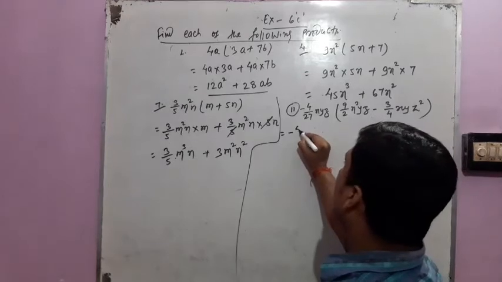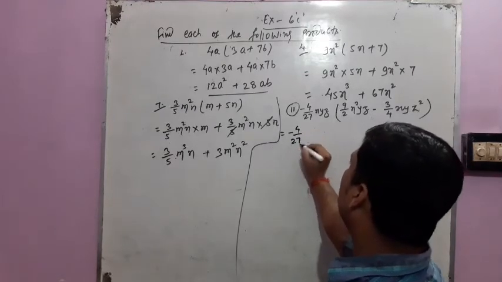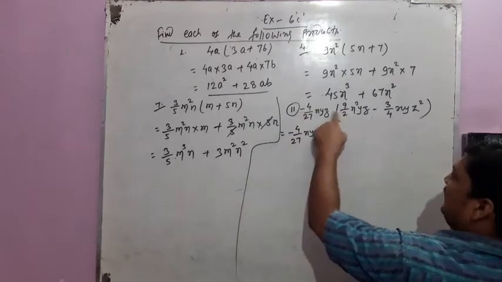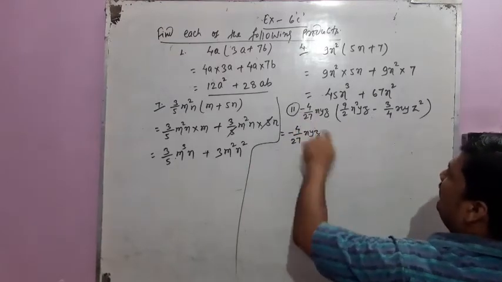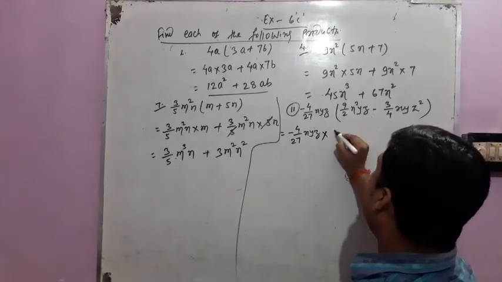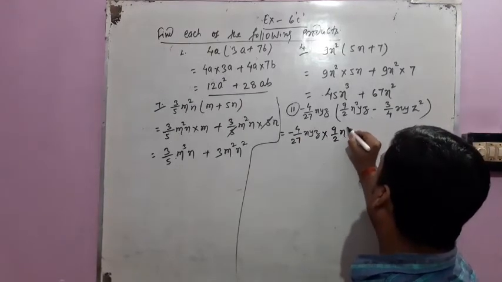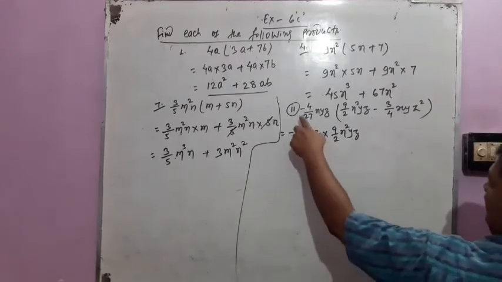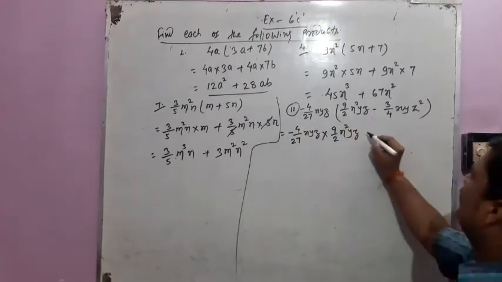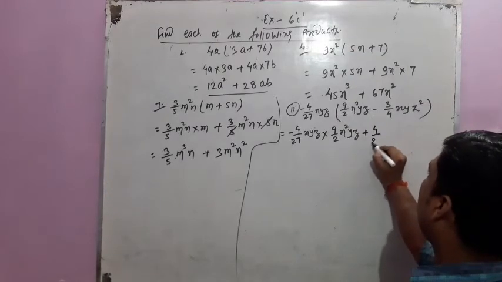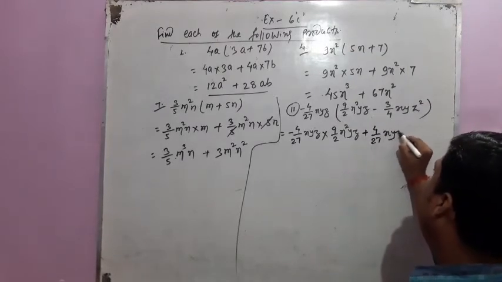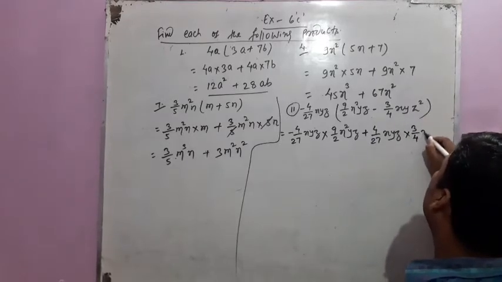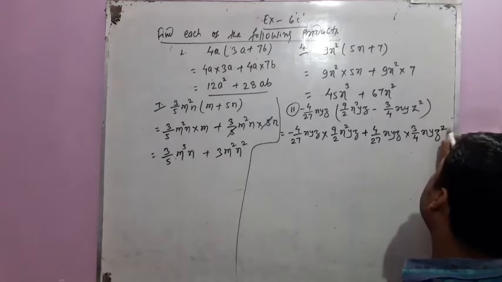So minus 4 by 27 xyz. When we multiply the signs minus plus, we get minus. Now 4 by 27 xyz, we have to multiply with 9 by 2 x square y and z. Again we have to multiply the signs first. Minus minus plus, here 4 by 27 xyz into 3 by 4 xyz square.